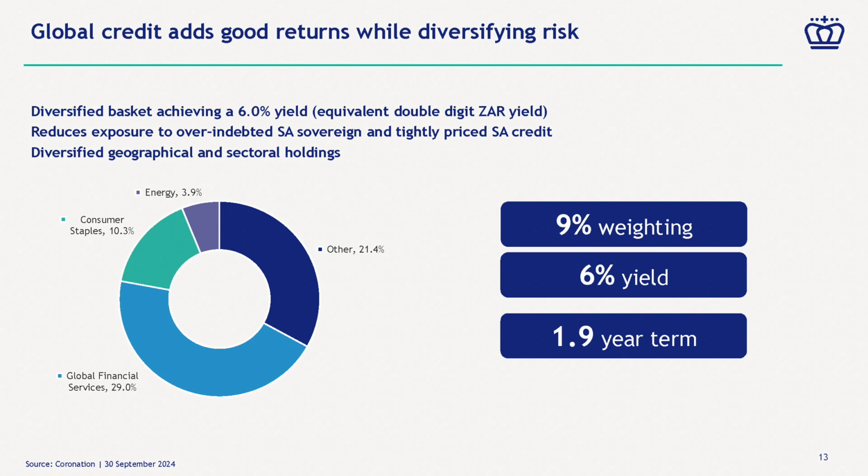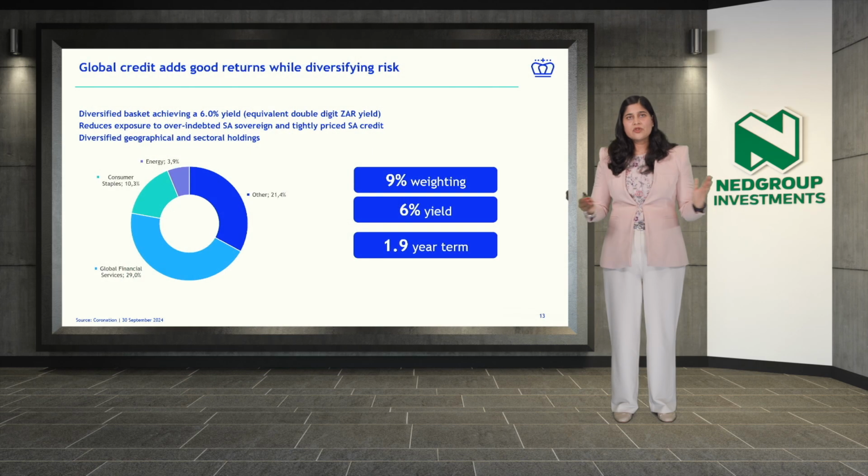We currently have a 9% weighting in global corporate credit. Yes, the yields have come in, the credit spreads have compressed, but we're still getting a 6% hard currency yield on global credit. And we think this is a nice complementary building block to our SA fixed income. It helps us diversify counterparty risk in the offshore space versus the SA space.